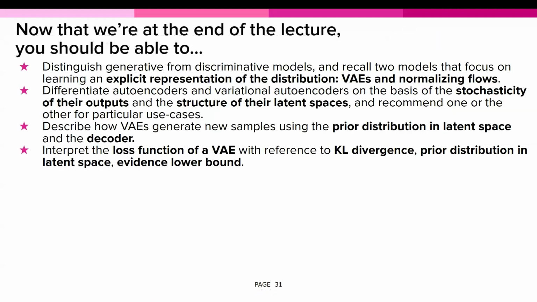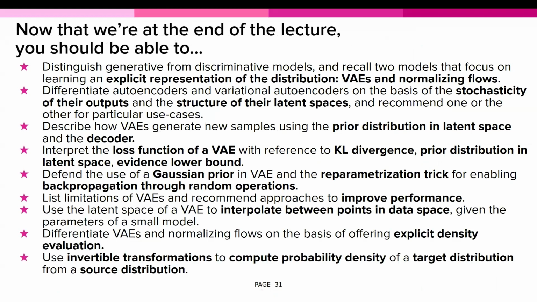All right, that brings us to the end of this lecture. Quick recap before we close out here for the day. We considered today two deep generative models that allow us to have an explicit representation of a distribution. So that was variational autoencoders as well as normalizing flows.